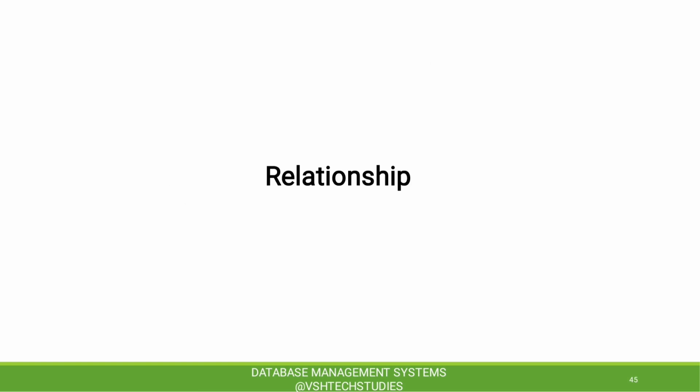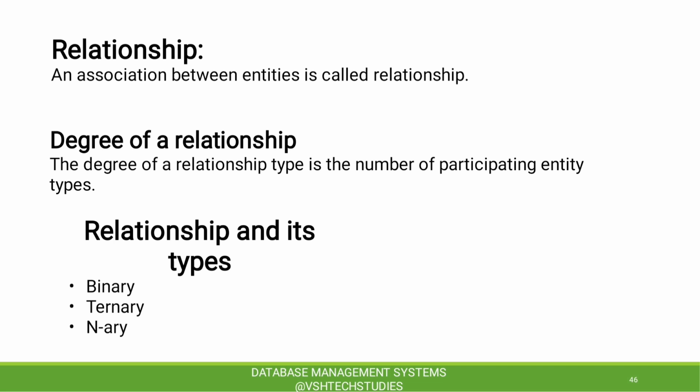Next, we shall know about relationship. So far, we have discussed entities and attributes. So next, we shall discuss relationship. Relationship is an association between entities. Then what is degree of relationship? The degree of a relationship is the number of participating entity types. There are different kinds of relationship types, that is binary relationship, ternary relationship and n-ary relationship.